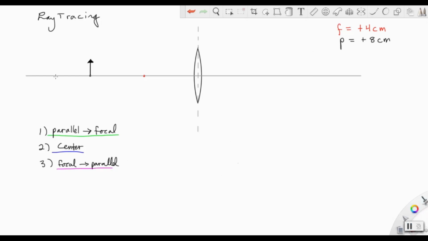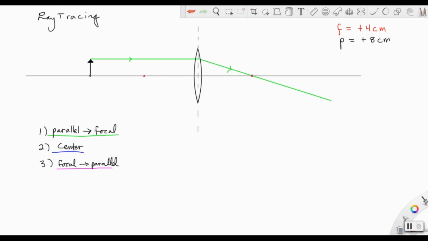Okay, so parallel to focal, remember that when I say parallel, I mean parallel to the optical axis, so that's the way we're going to go about this. Now first off, we have a focal point here, but we need another one over on the other side. So we take from the tip of the object a parallel ray, and when it encounters the optical plane, it will be focused toward the focal point. Okay, so that's our first ray.